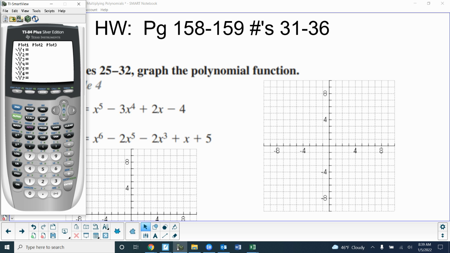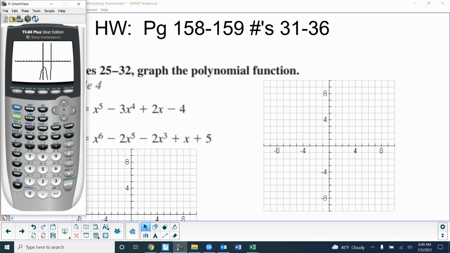Here, so we go to our y equals. We got our x to the fifth. Turn this on. That might help too, huh? X to the fifth minus 3x to the fourth plus 2x minus 4. And then we hit graph. So we can't really see that bottom part, what's going on there, how far it goes.